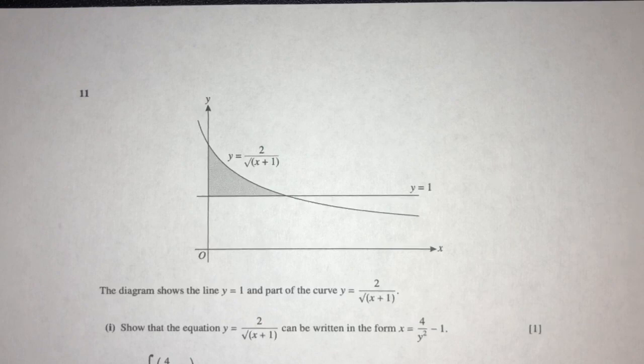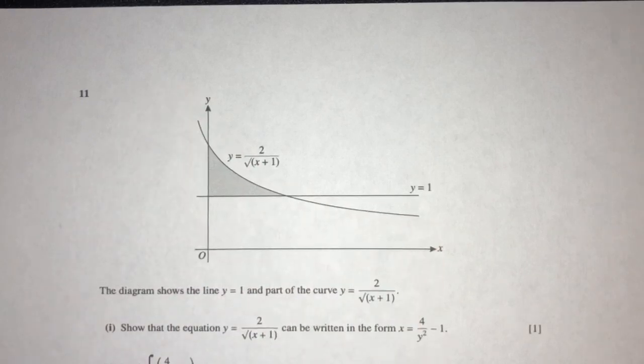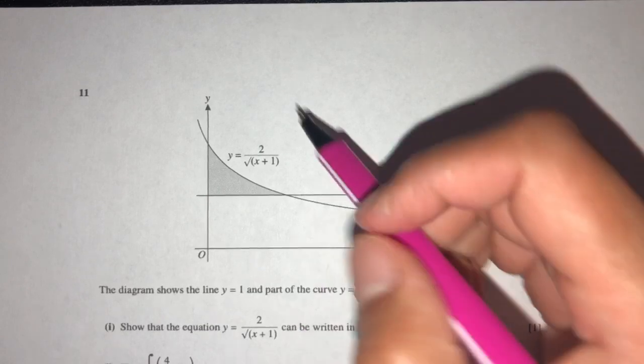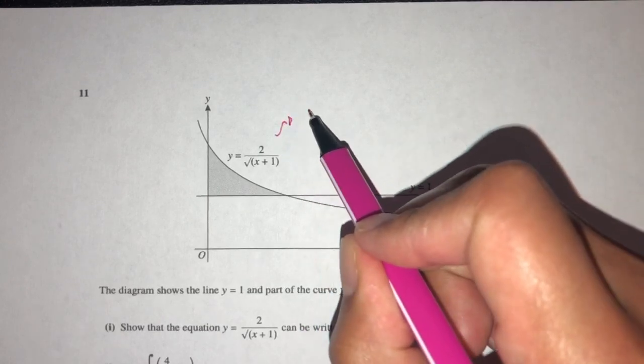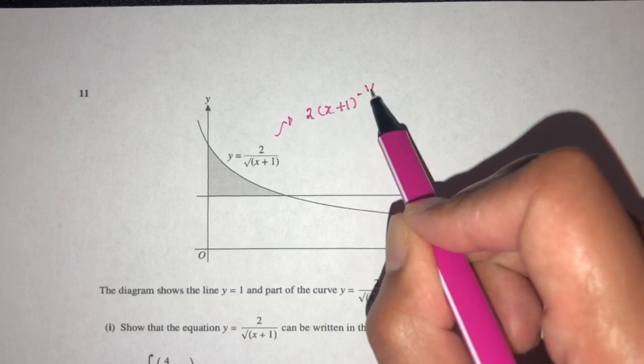So here the diagram shows the line y equal to 1. Okay, you can see the straight line over here. Now the part of the curve y equal to this is this. Now what is the first thing we can do? We can rewrite the equation of the curve. For example, I understand that this can be written as 2 times x plus 1 power minus half.